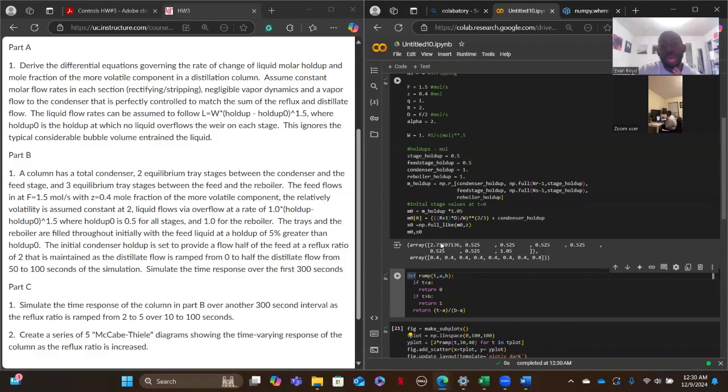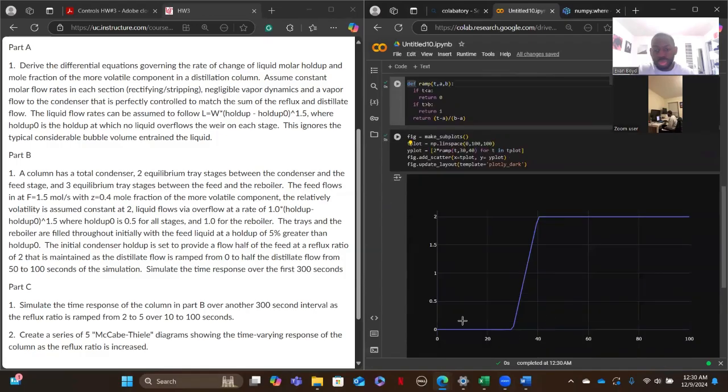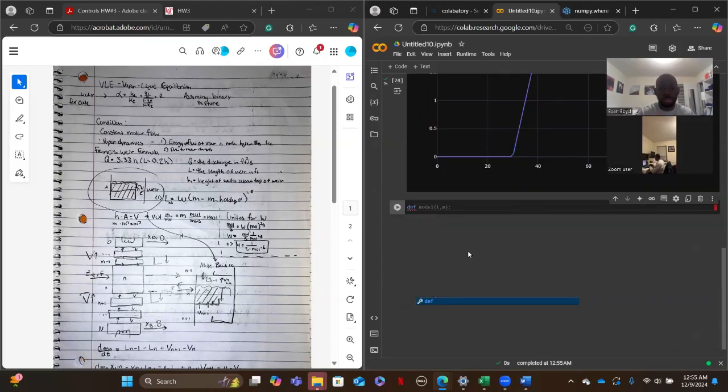Here is the correct value for our initial condenser. So now we have our initial values, we have our ramp, and now we will start defining our system for our column. To start our derivations, we first need to find our functions. We'll find our right-hand side, with respect to time and then our vector.